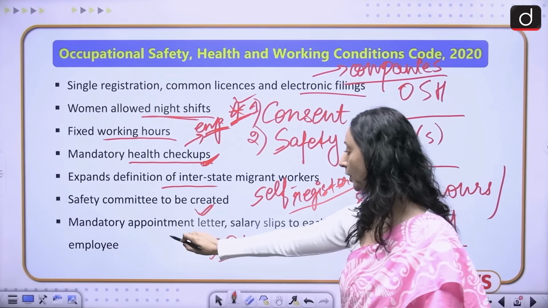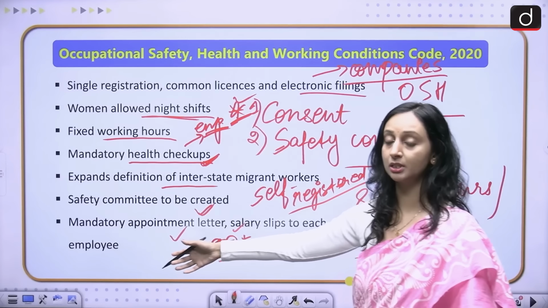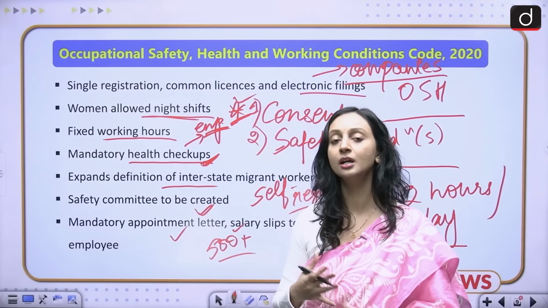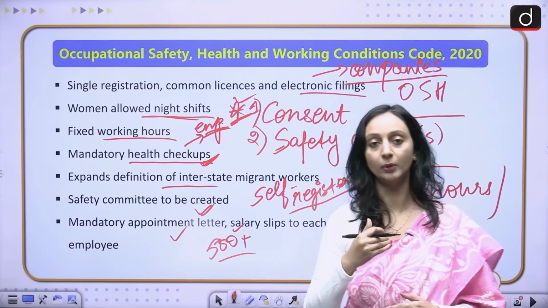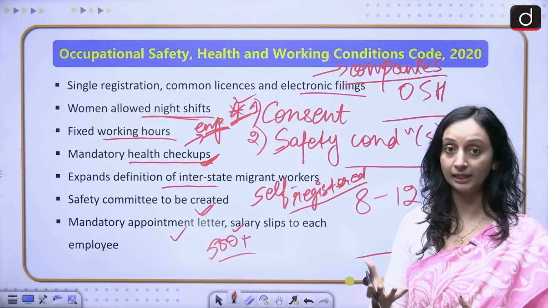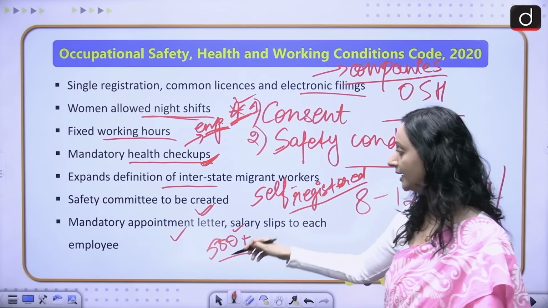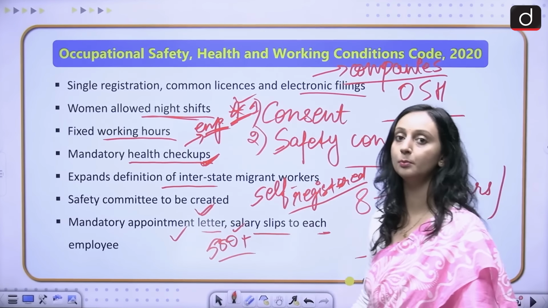Then a mandatory appointment letter and salary slips have to be provided to each employee. Many a time this does not happen. Small institutions do not provide mandatory appointment letters. They do not provide regular pay slips, and this becomes a challenge for the employees whenever they switch their jobs, or even for their own social security purposes when they have to prove their employment. So these things become a challenge. So a mandatory appointment letter and salary slips will have to be provided to each employee.